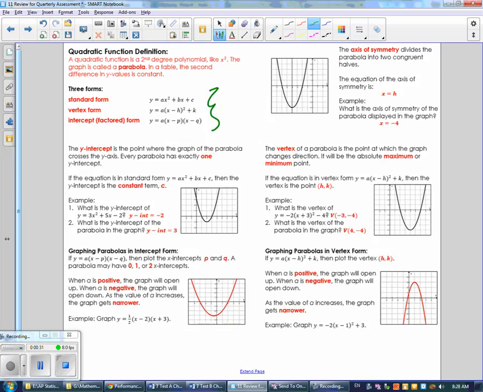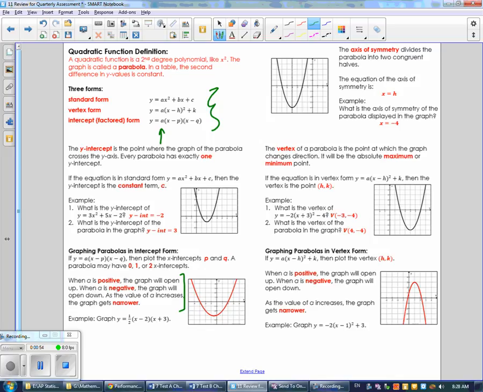Each form has different advantages. For example, standard form is probably the most difficult form of the equation to graph because it really doesn't give you any insight into where the vertex is or where the intercepts are. Although looking at the a value, and notice how it's the same no matter what the equation shows you, the a value does several things, and we listed them down here at the bottom of the page.